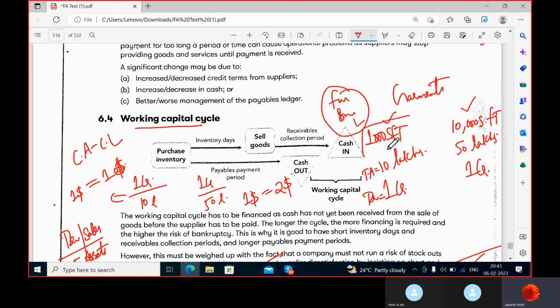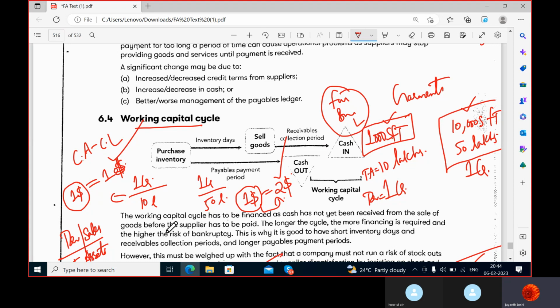This shop is a better performing shop. Why? Because they have done the most efficient utilization of their asset. With a given investment of just $1, they have made $10 of revenue. Here with a given investment of $1, they have generated just $2 of revenue. So here clearly we can say that there is no efficient utilization of assets in this particular case.